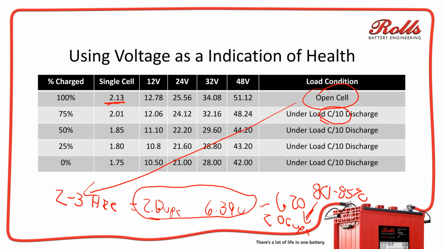Again, this is all with absolutely no load attached to the battery, and it has to be sitting and resting for 2 or 3 hours. If you're measuring those voltages while the inverter is connected, even if the inverter is turned off, if it's connected and powered up, it's going to be drawing a little bit of power, and it's going to affect these voltage measurements. Measuring voltage is the absolute worst way you can check state of charge in a battery.